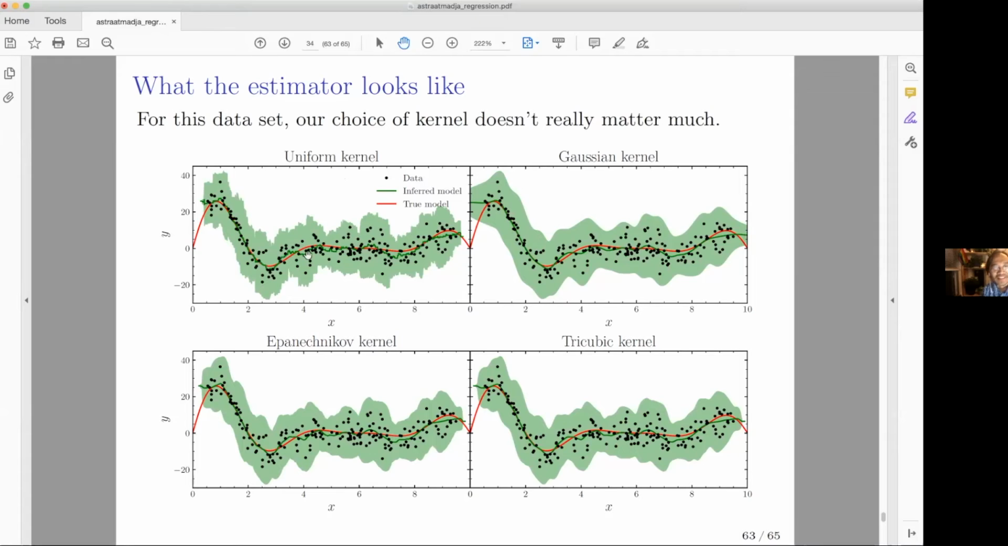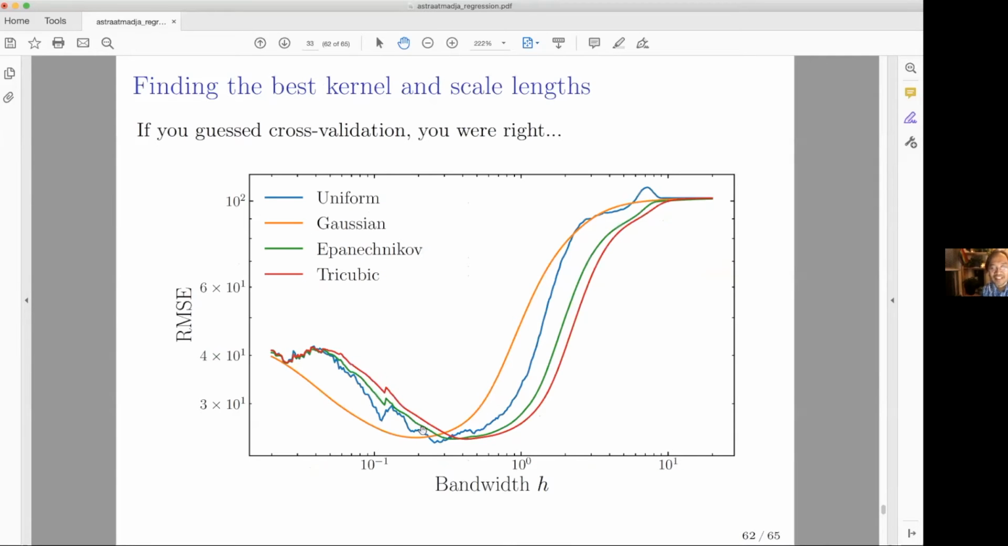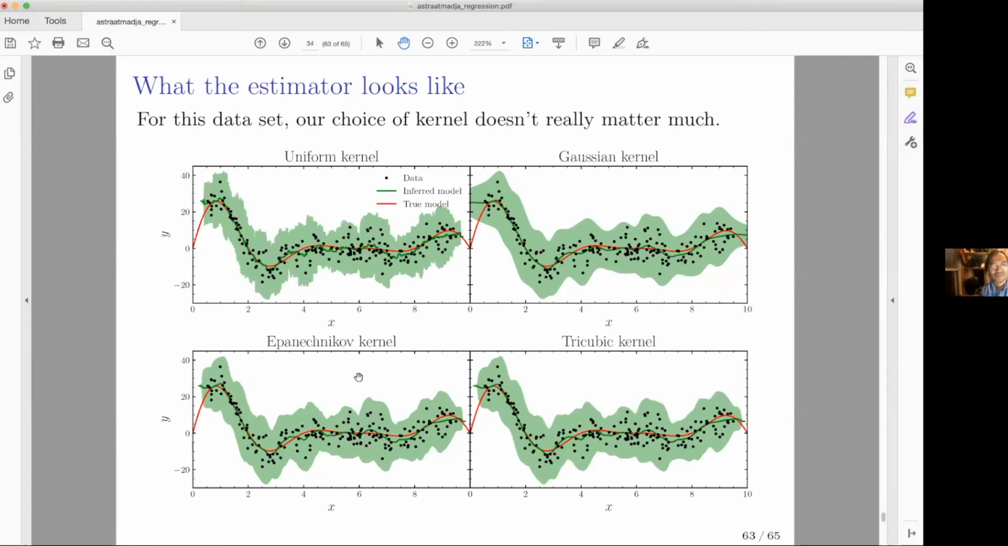Notice here that the uniform kernel is quite jagged. There's a noticeable break here. That's because the scale length is very small. As you can see here, the optimum scale length is only a little bit more than 0.1, so 0.2 or 0.3. That's why it only uses maybe 1 or 2 data points around the evaluation points. Whereas the Gaussian kernel here looks rather smooth.